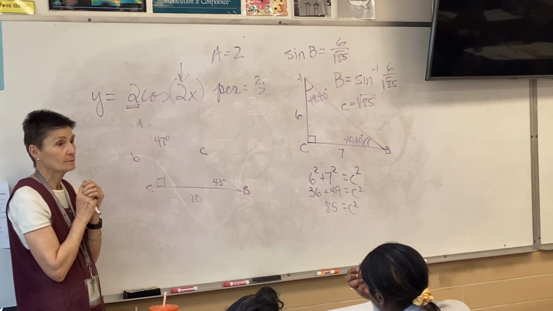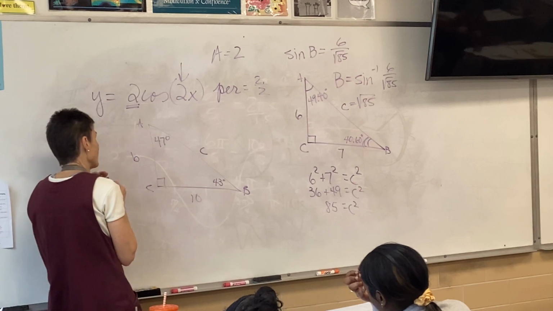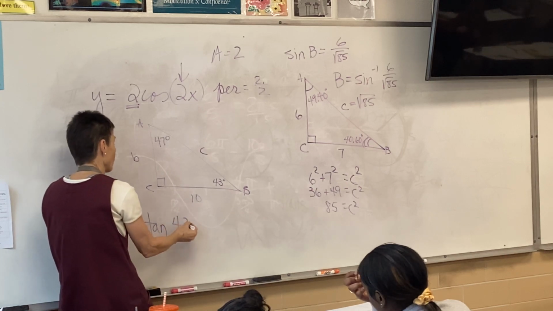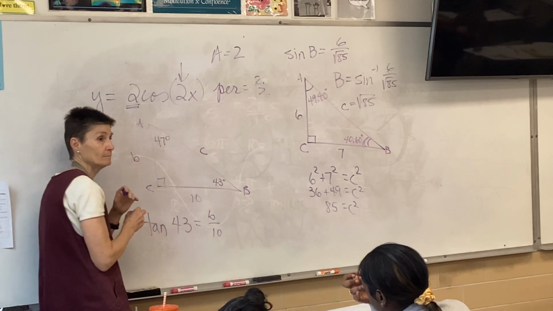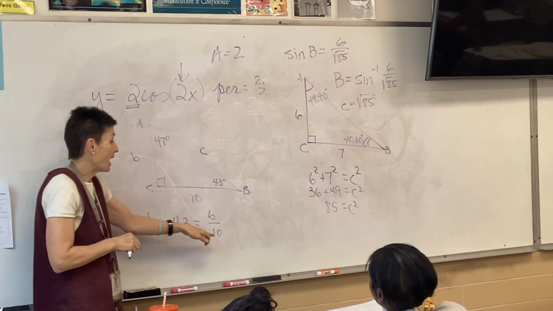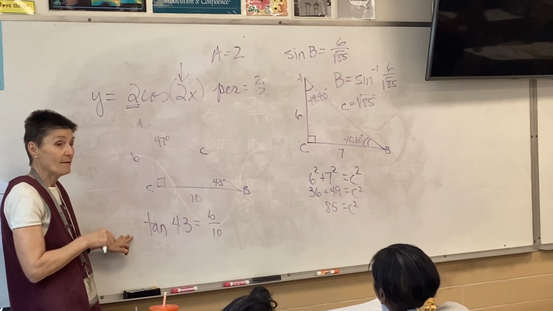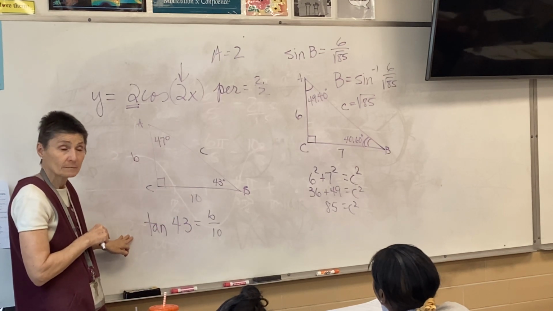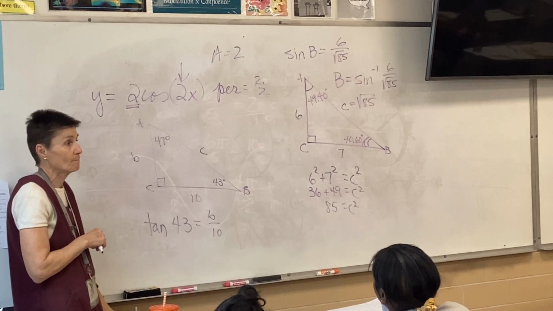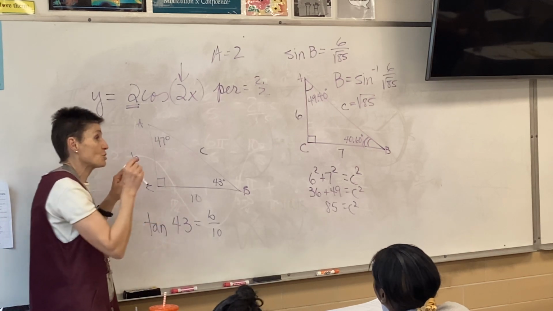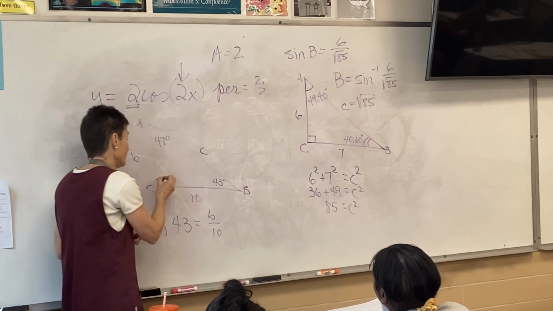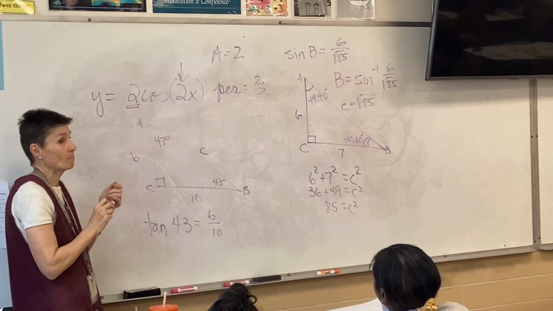SOHCAHTOA. So pick an angle. I might pick 43. Can I say something like tan 43 equals B over 10? Now, there are other things you could say, but is that one of them? And then times by 10, and that would give me B, right? Or I could do something similar to find C using a different function. So, the moral of the story is, SOHCAHTOA is in there somewhere. It's a right triangle, so you're going to use SOHCAHTOA to find something.